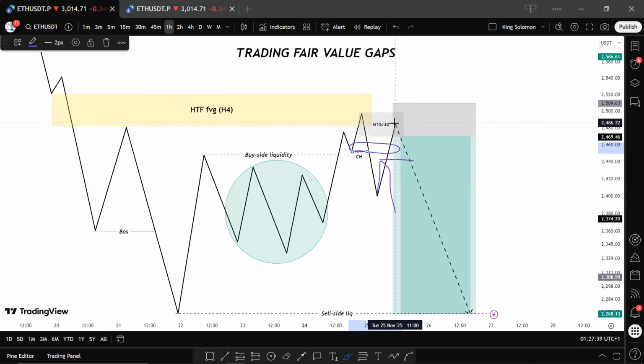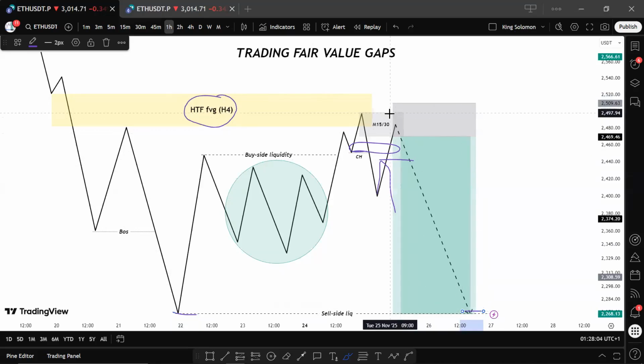So you're taking your short entry from here and you're targeting where? You're targeting this sell side liquidity. Of course, you know that the sell side liquidity is the last point that price got to before we came for the mitigation of our main POI, right? So this is the sell side liquidity, and this is where you're going to target.